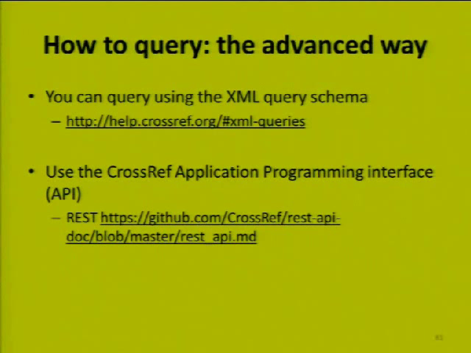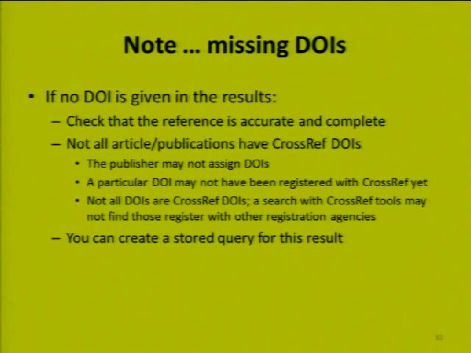If you're a big publisher, you can use an XML query schema. I'm not going to go into this because this is very technical and a little bit boring. But the full help pages will tell you about using this. So this is very good if you had hundreds or thousands of references, which some of the big, large bibliographic institutions may have. So if you don't get a DOI returned, check that the reference is accurate. Not everything has a DOI. And you can create a stored query. So something might get a DOI later, and you could set up an alert within the CrossRef system to tell you when a DOI has been assigned, which you could retrospectively add to your references if you wanted to.